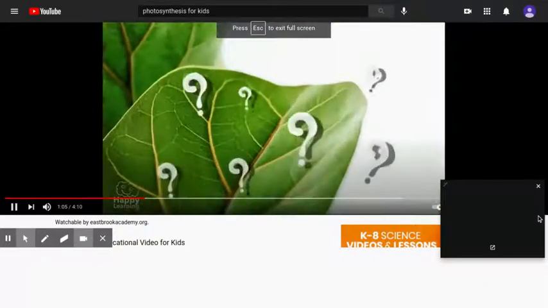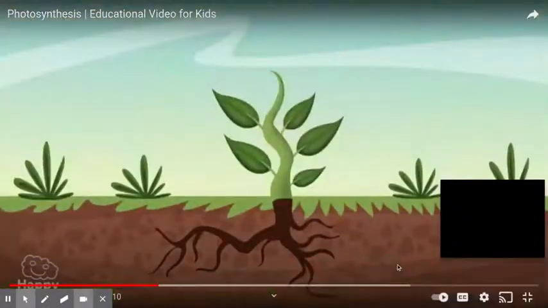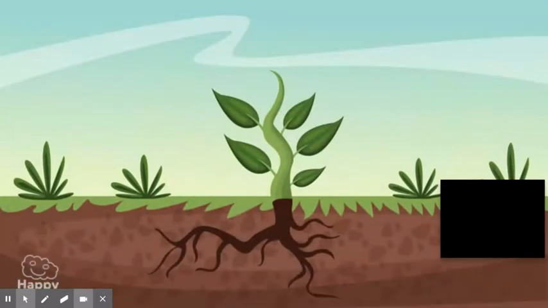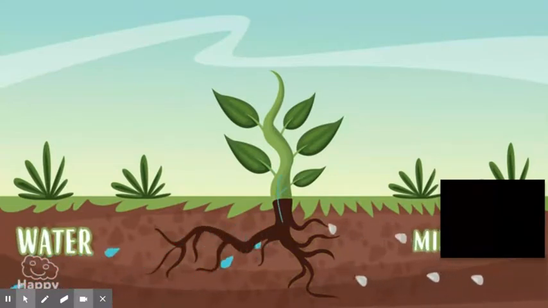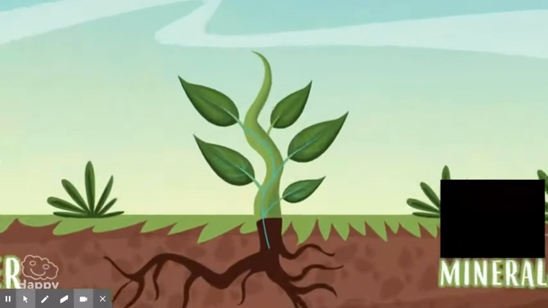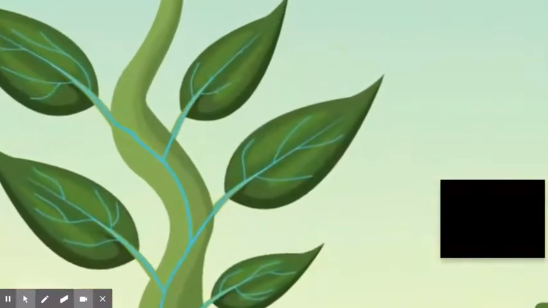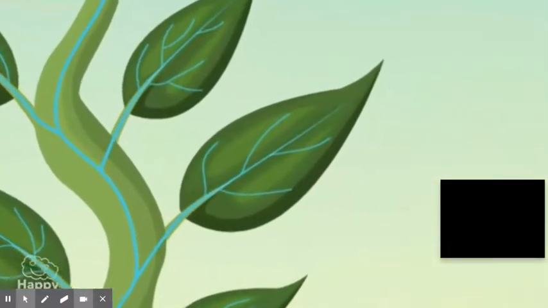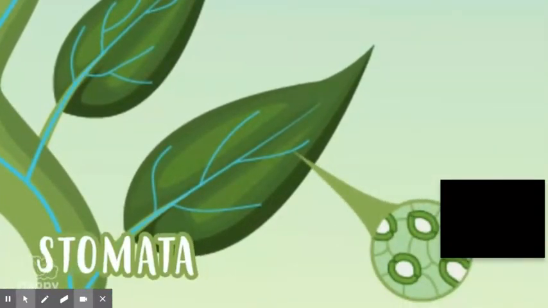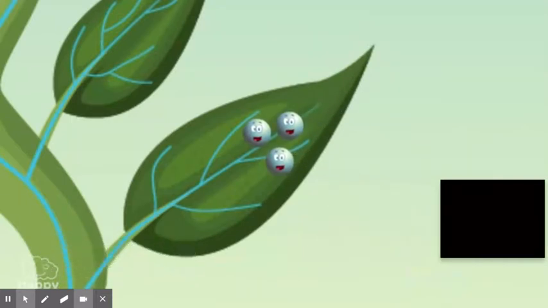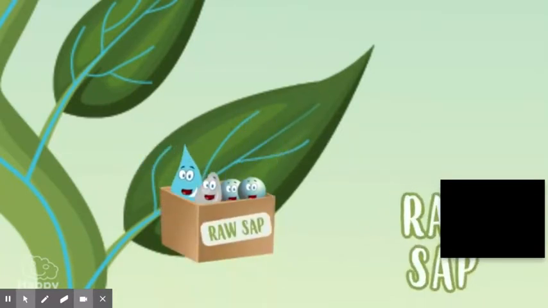But how does photosynthesis take place? Look at this plant. As you can see, its roots are anchored to the ground. And through them, the plant absorbs water and minerals in the soil. Water with minerals are transported up the stem, reaching the leaves. The leaves are full of tiny pores called stomata, which absorb carbon dioxide that the air in the surrounding contains. All this containing water, minerals, and carbon dioxide is called raw sap.